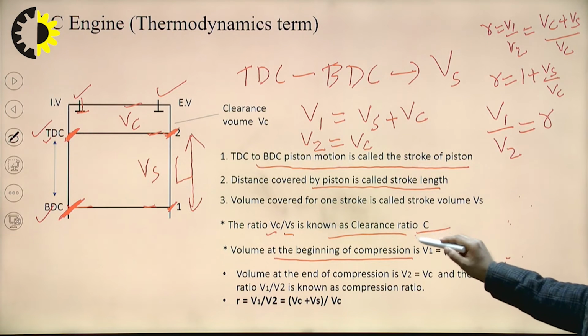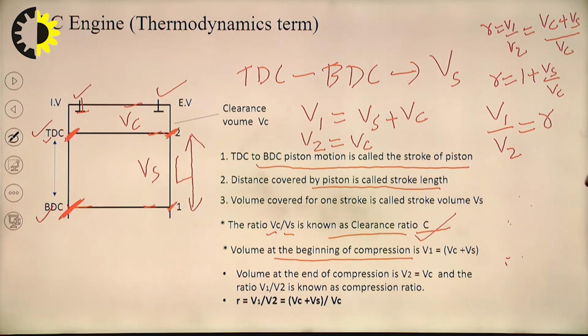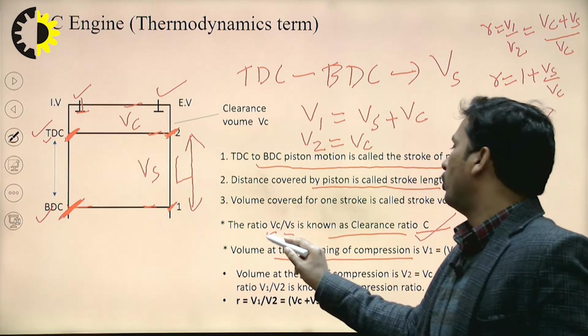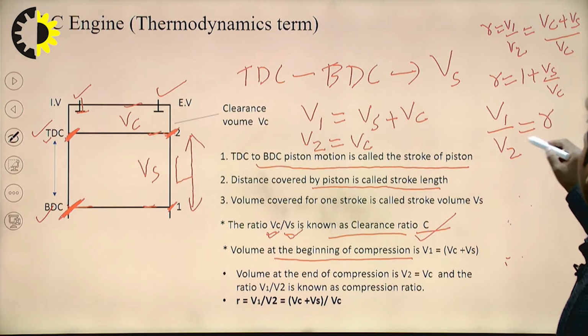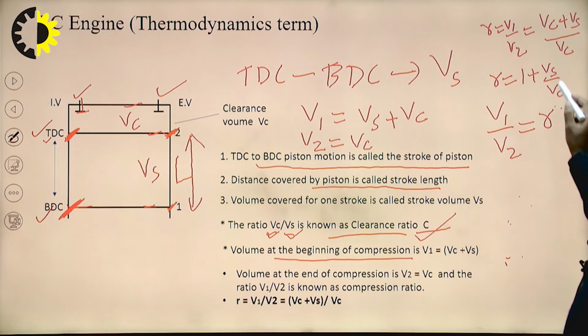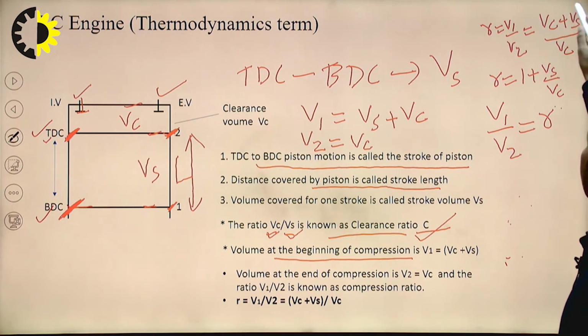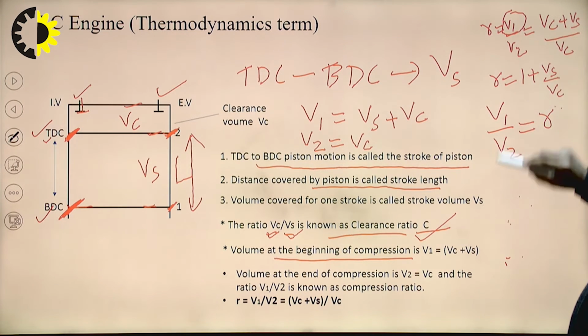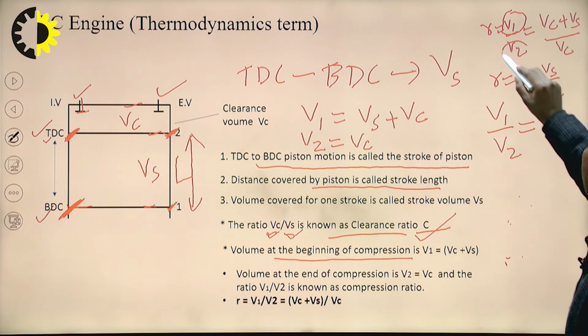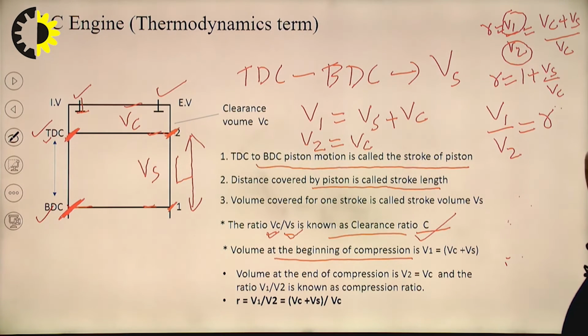The first thermodynamic term is the clearance ratio, which is the ratio of clearance volume to the stroke volume. The second thermodynamic term we have defined today is the compression ratio, which is the ratio of the volume at the beginning of the compression to the volume at the end of the compression. After putting the values of V1 and V2, we find Vc plus Vs upon Vc, or we can also say that r is equal to 1 plus Vs upon Vc.